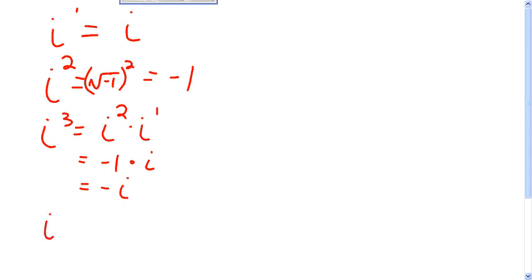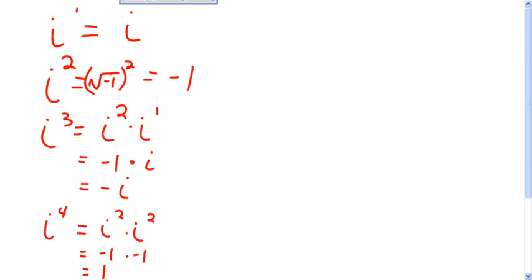Moving on to i to the fourth. i to the fourth is the same thing as saying i squared times i squared. Well, i squared is negative 1 times negative 1. i to the fourth is 1. Best situation you can get. i to the fourth is one of the easiest things to work with.